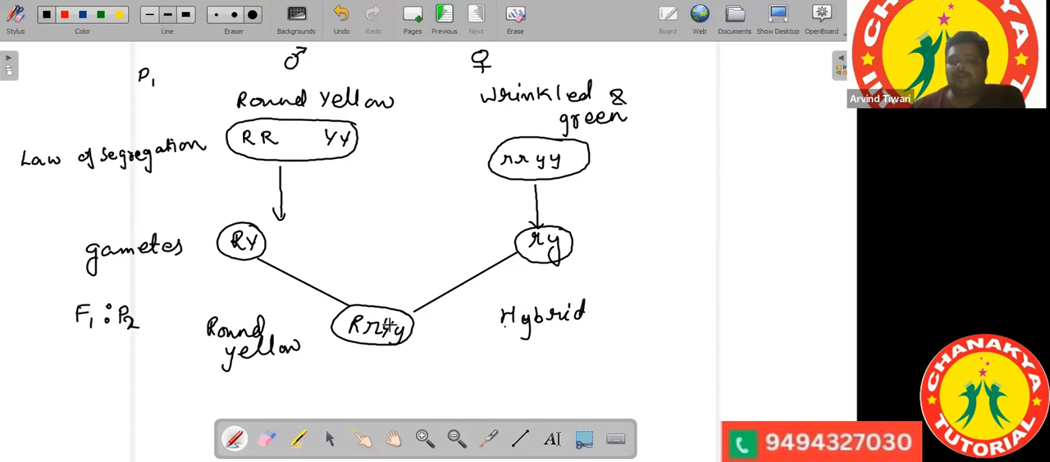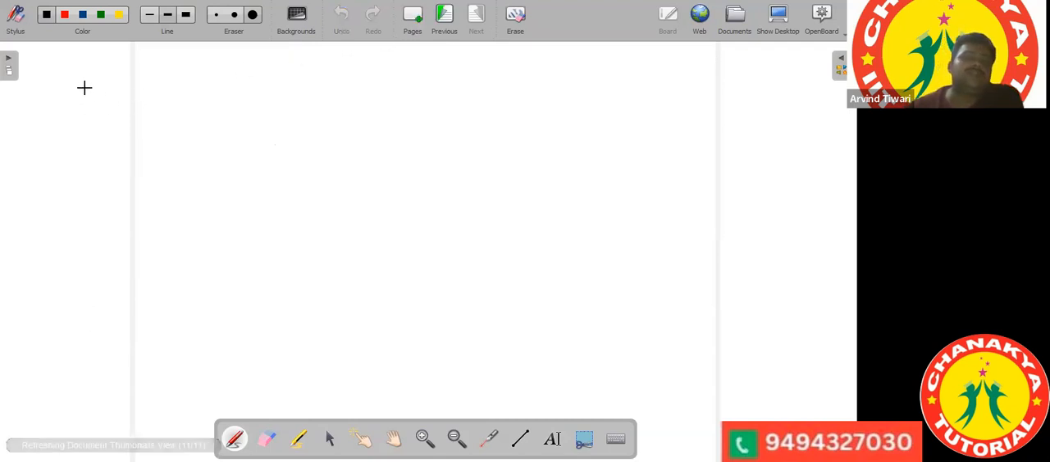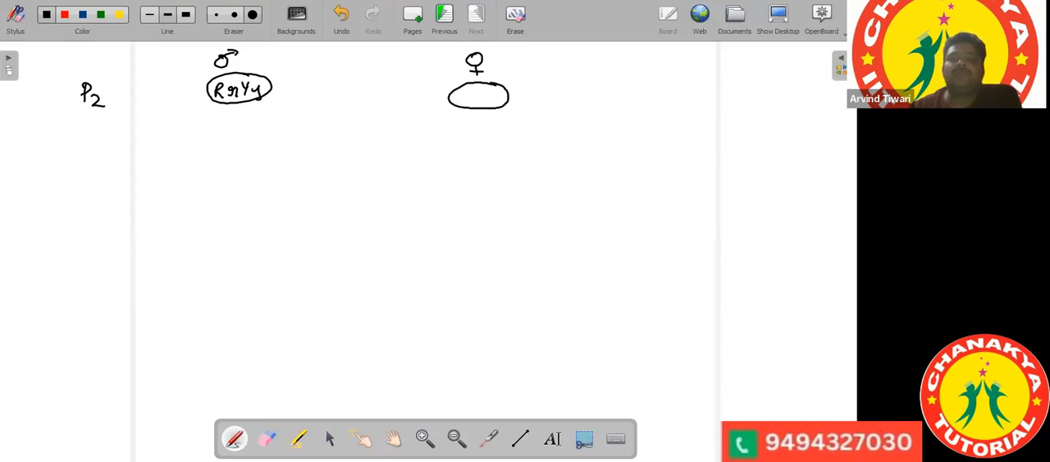This is your parent generation, second parent generation, or P2. We will also form the gametes of this. So this is the genetic makeup. With this genetic makeup, we start with the next one, that is P2. Again, you will have male plant and female plant. The male plant will have a genetic makeup capital R, capital Y, small y. The female will also have the similar makeup, capital R, capital Y, small y.